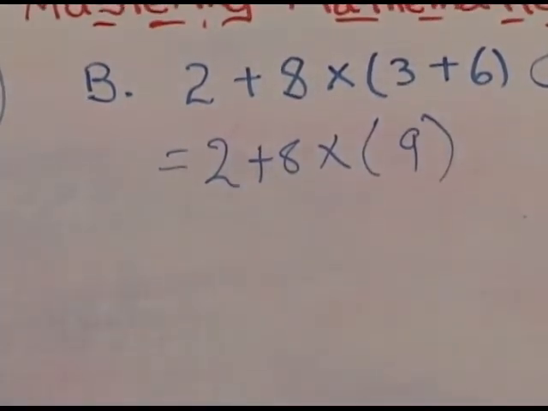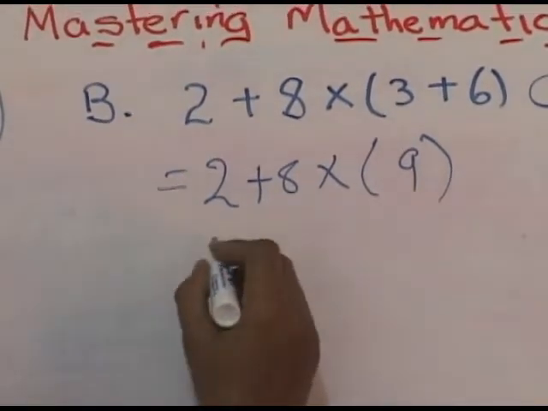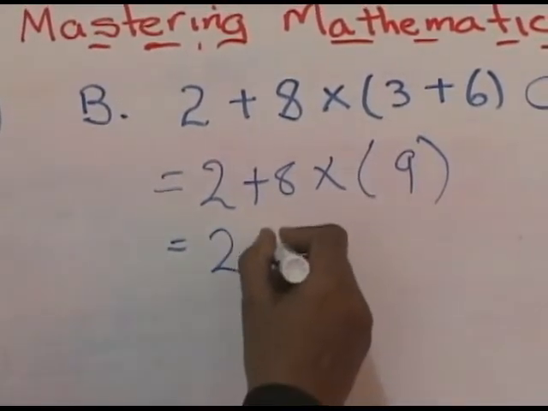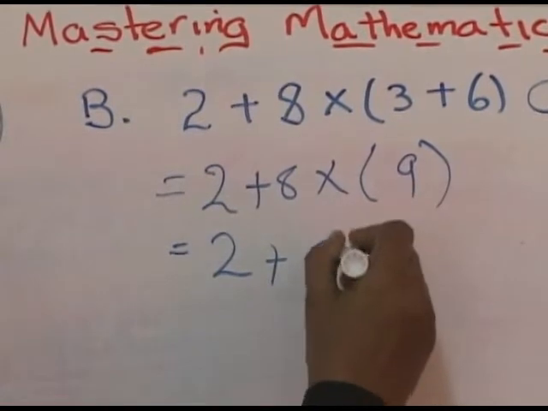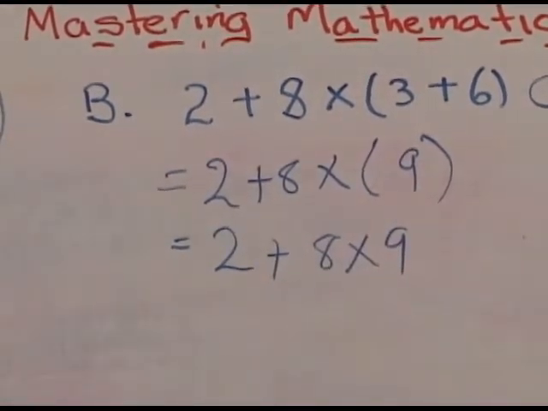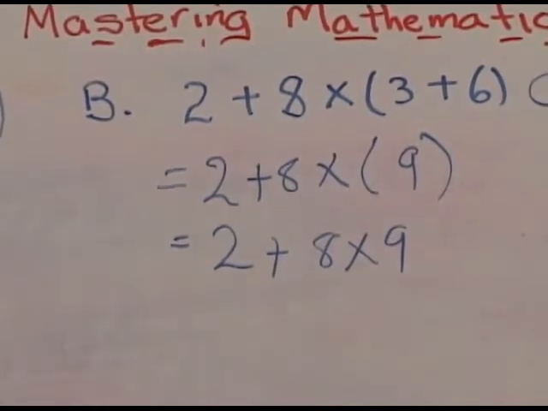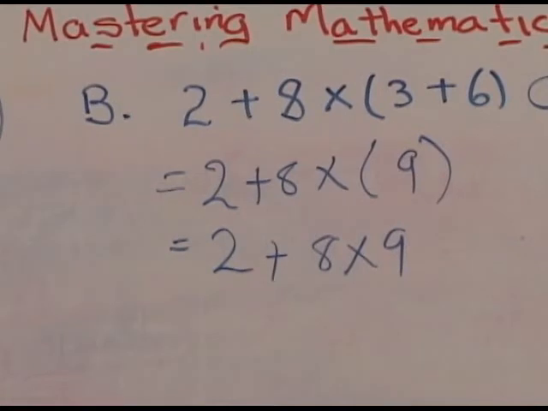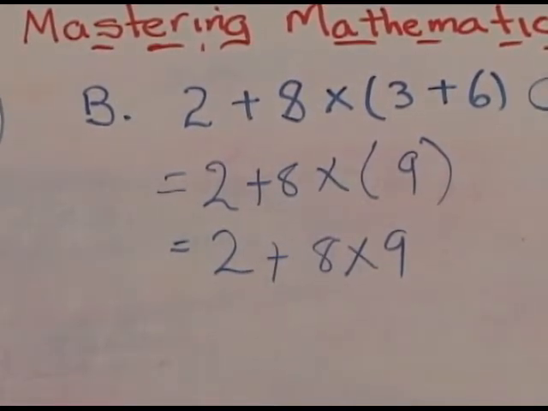Then we can remove our brackets, and it would now be 2 plus 8 times 9. We observe and we look and we concentrate and we think, because it's not memorization. We're using logic and reasoning to say what would be the next step, and it is the multiplication.